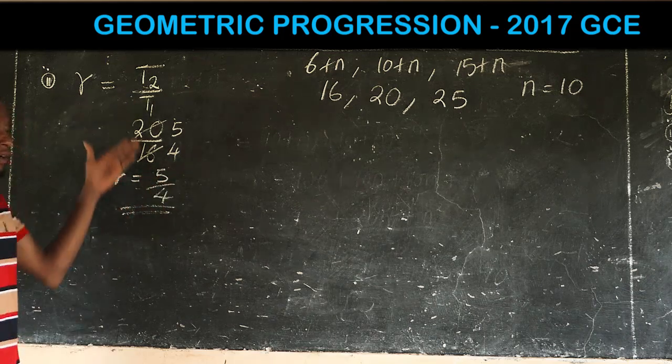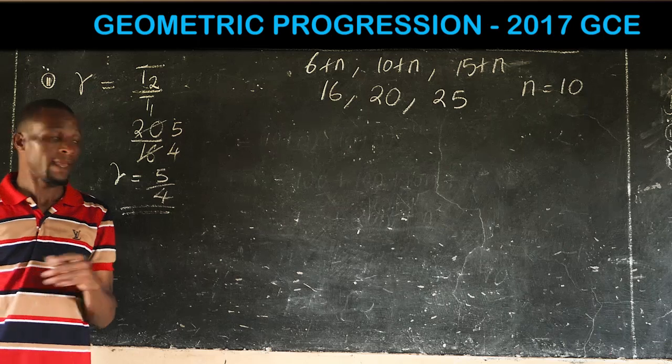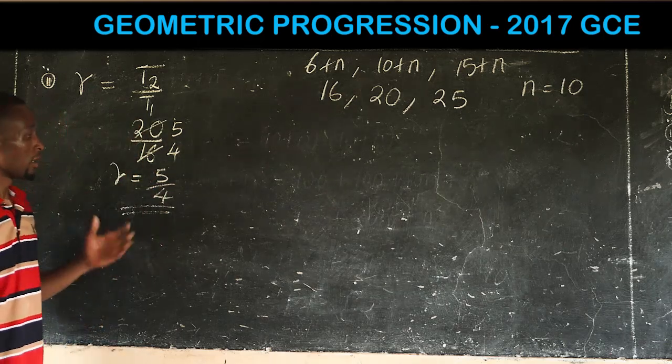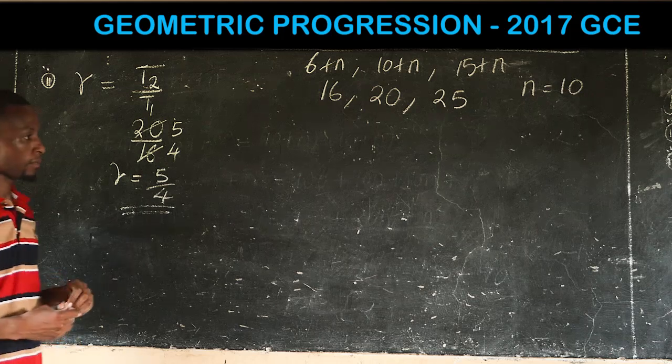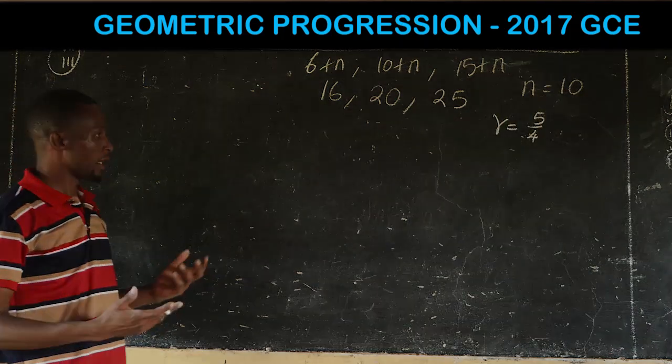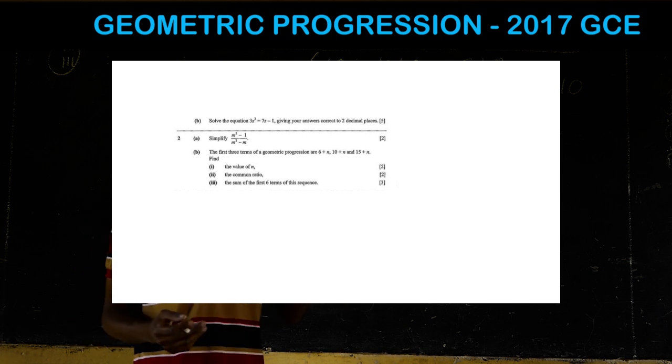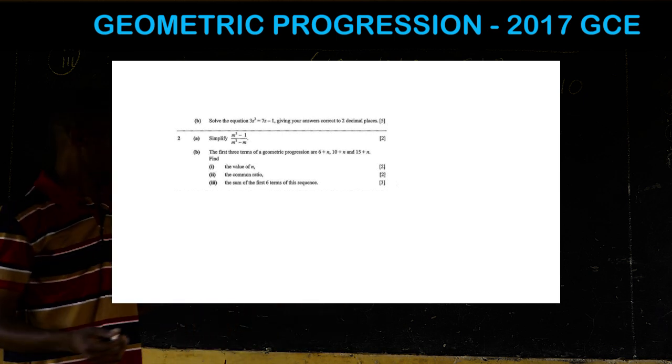This is also 2 marks. Okay, please do not do shortcuts here. You need to show your working. So question 2 is done. Now question 3 is saying, find the sum of the first 6 terms of the sequence.